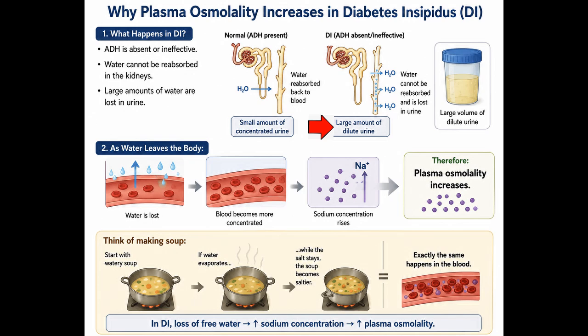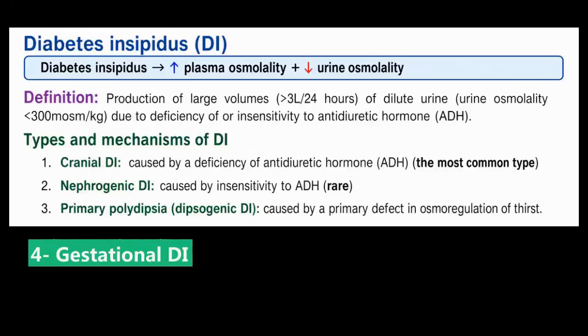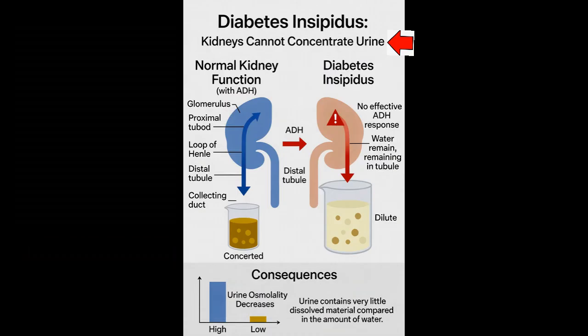As water leaves the body, blood becomes more concentrated. Sodium concentration rises. Therefore, plasma osmolality increases. Think of making soup. If water evaporates while the salt stays, the soup becomes saltier. Exactly the same happens in the blood. 2. Urine osmolality decreases. Since the kidneys cannot concentrate urine, water remains inside the tubules. Huge volumes of dilute urine are produced. Therefore, urine osmolality decreases, meaning the urine contains very little dissolved material compared with the amount of water.